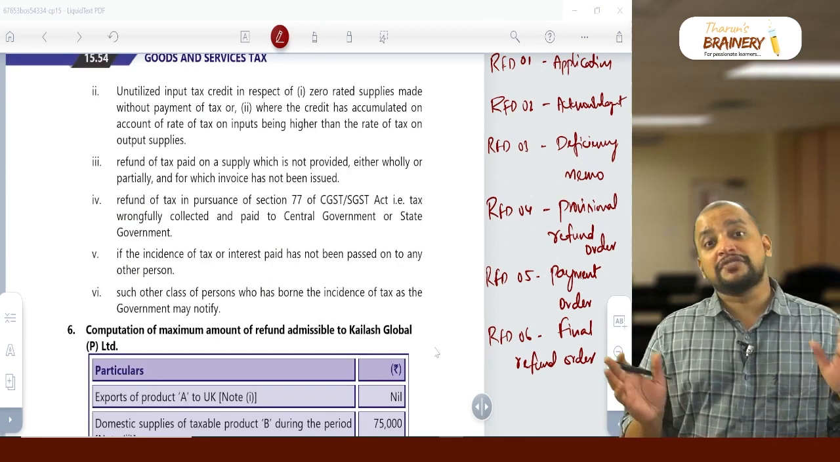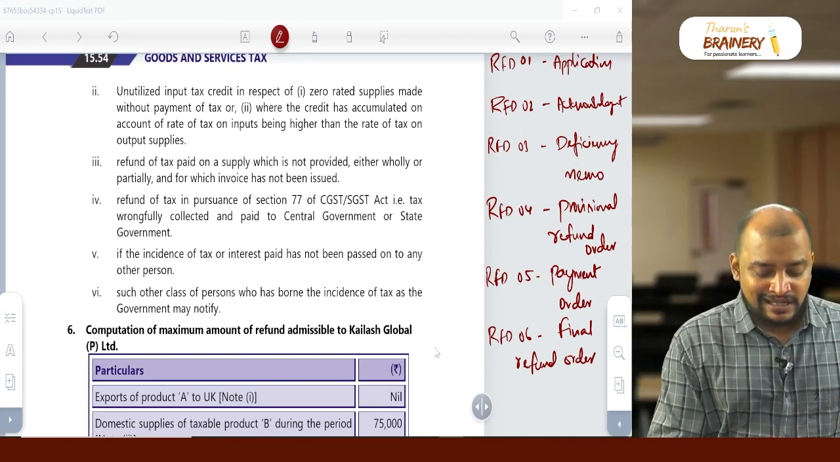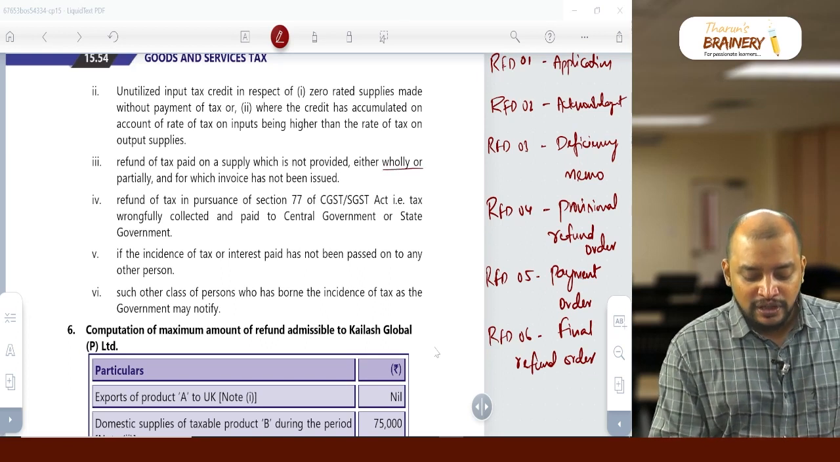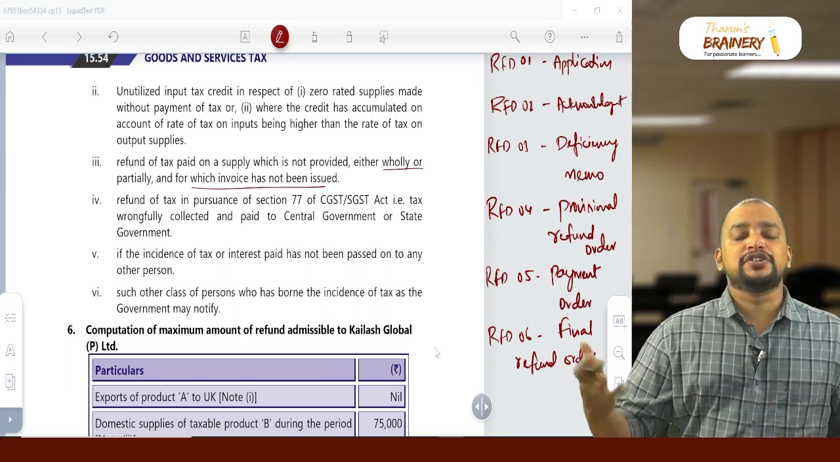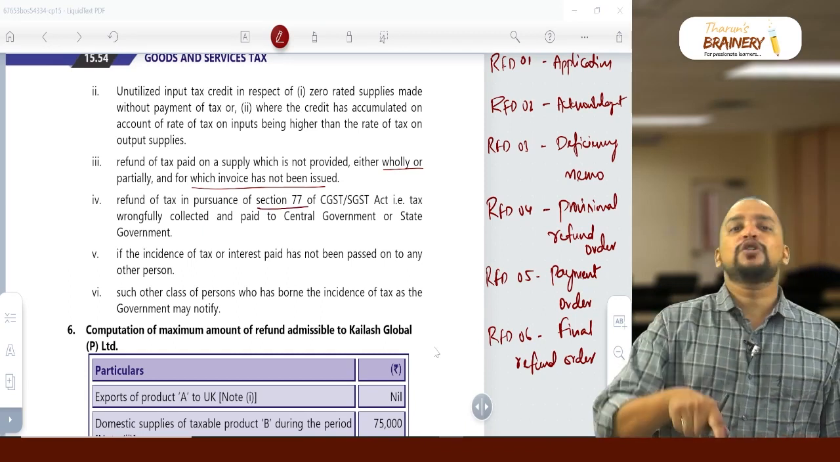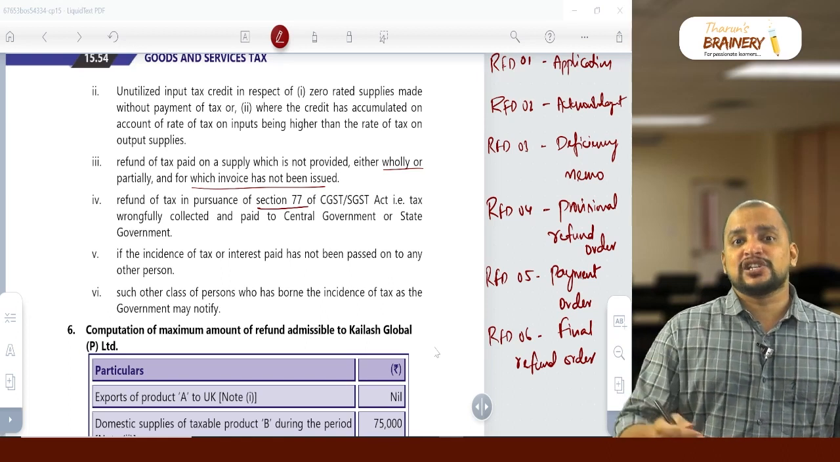Then second, refund of ITC. Refund of ITC in 2 cases, zero rated supply and inverted tax structure. Then refund of tax provided either wholly or partly for which invoice has not been issued, refund voucher. Or section 77, wrong classification. One more point is not added here, that's an amendment. Refund of balance in the cash ledger.